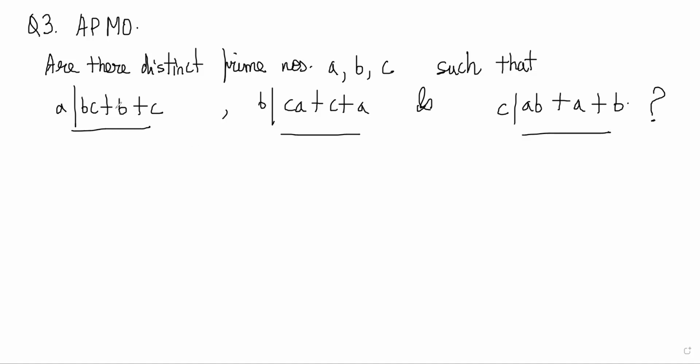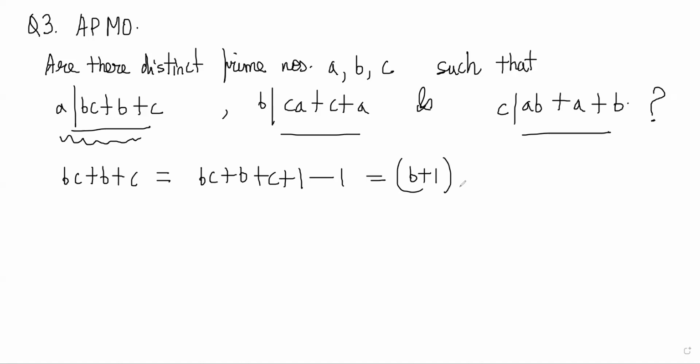So let's analyze one of them because it is very symmetrical. If we analyze one of the things, you can make conclusions about the others also. So what is BC plus B plus C? It can be easily written as BC plus B plus C plus 1 minus 1, which becomes (B plus 1)(C plus 1) minus 1, right? So we have A divides (B plus 1)(C plus 1) minus 1, right?